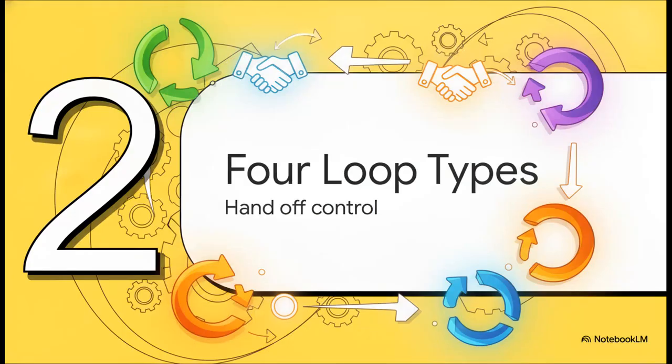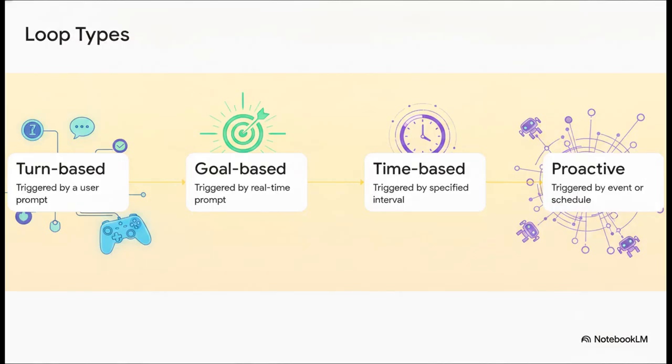Moving right along to Section 2, the 4 agentic loop types. We're going to explore how to hand off control of your process one strategic step at a time. This framework brilliantly illustrates the evolution of AI autonomy, moving from turn-based, stepping up to goal-based, then time-based, and finally, reaching the holy grail, proactive loops. Let's break down how you actually level up through each of these stages.